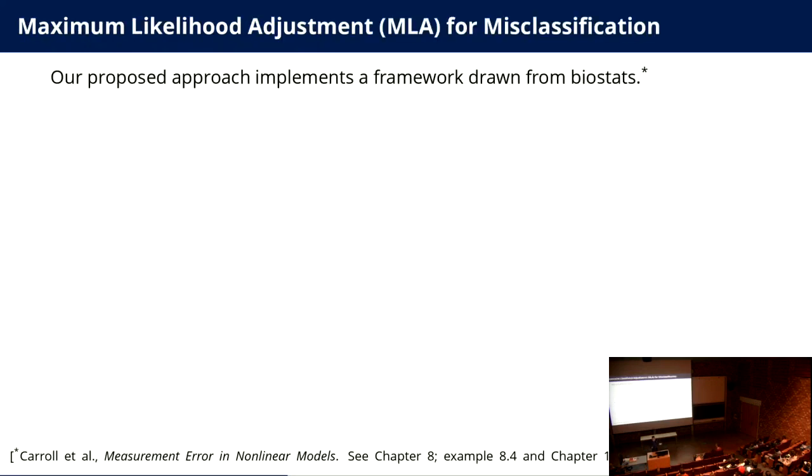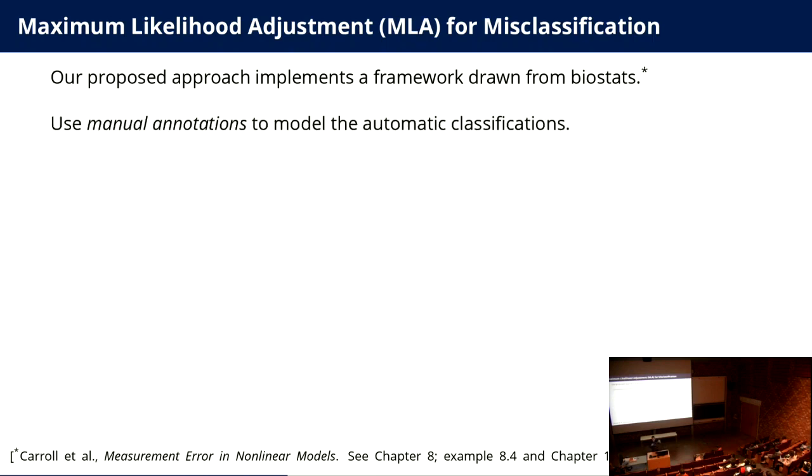Okay, so now I'm going to talk about the method. This is my preferred method, and it's one that I drew from the biostats literature. On the footnote is a textbook called Measurement Error in Nonlinear Models, and that's the place to go if you want to dive into the theory behind this. But at broad strokes, the idea will be to use the manual annotations, the validation data, to model the automatic classifications, and this will require specifying 2 to 3 models.